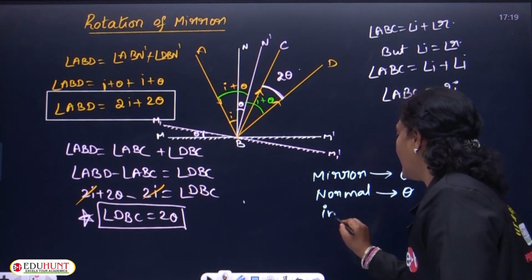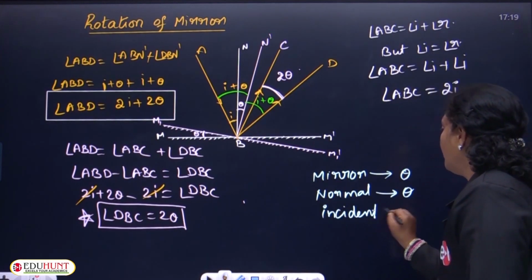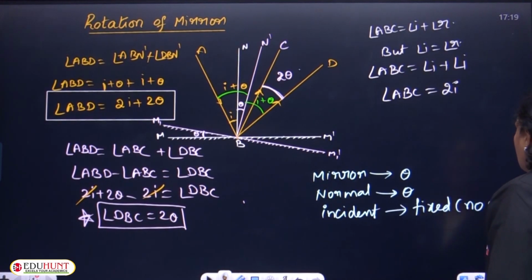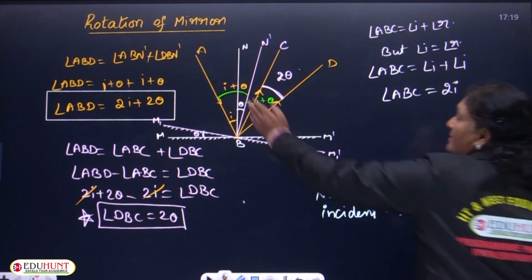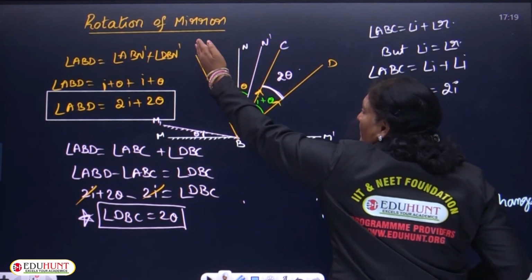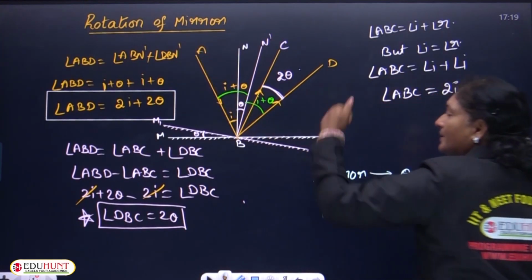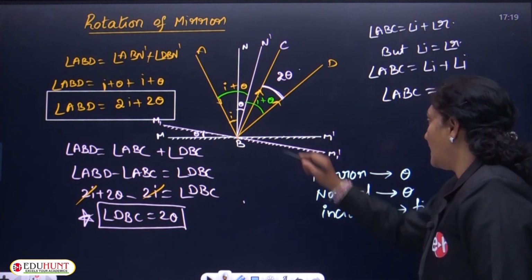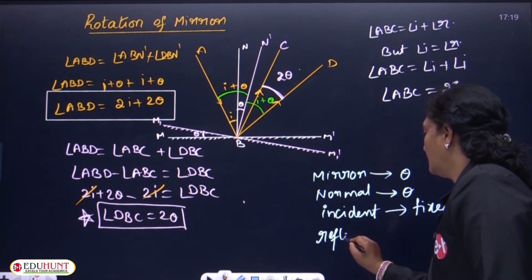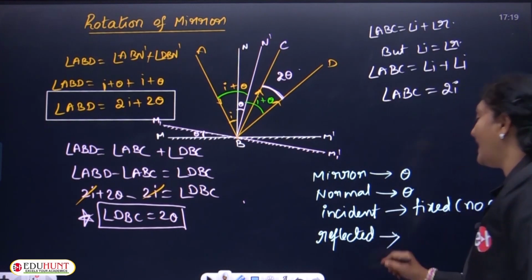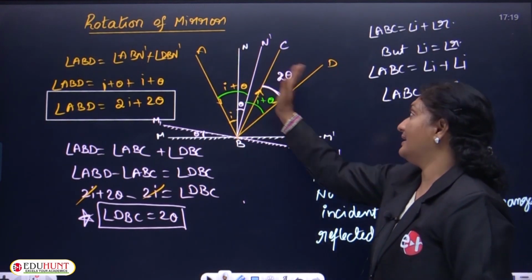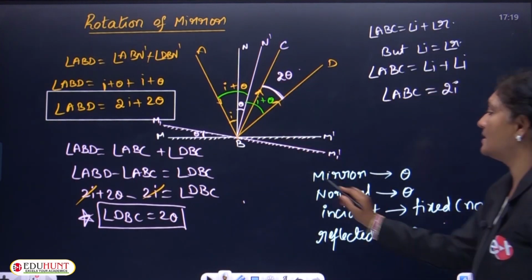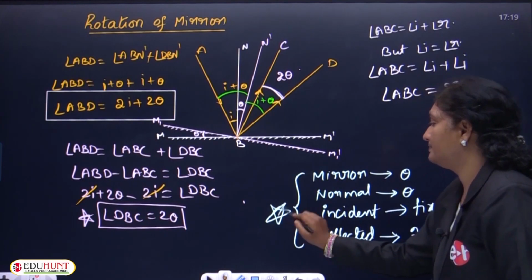the incident ray is at a fixed position, that is, no change. Earlier also the incident ray remains at the same position before turning the mirror. After turning the mirror also the incident ray stays at the fixed position, whereas the reflected ray deviates, or rotates, by an angle 2 theta. So, these are the things you need to remember.